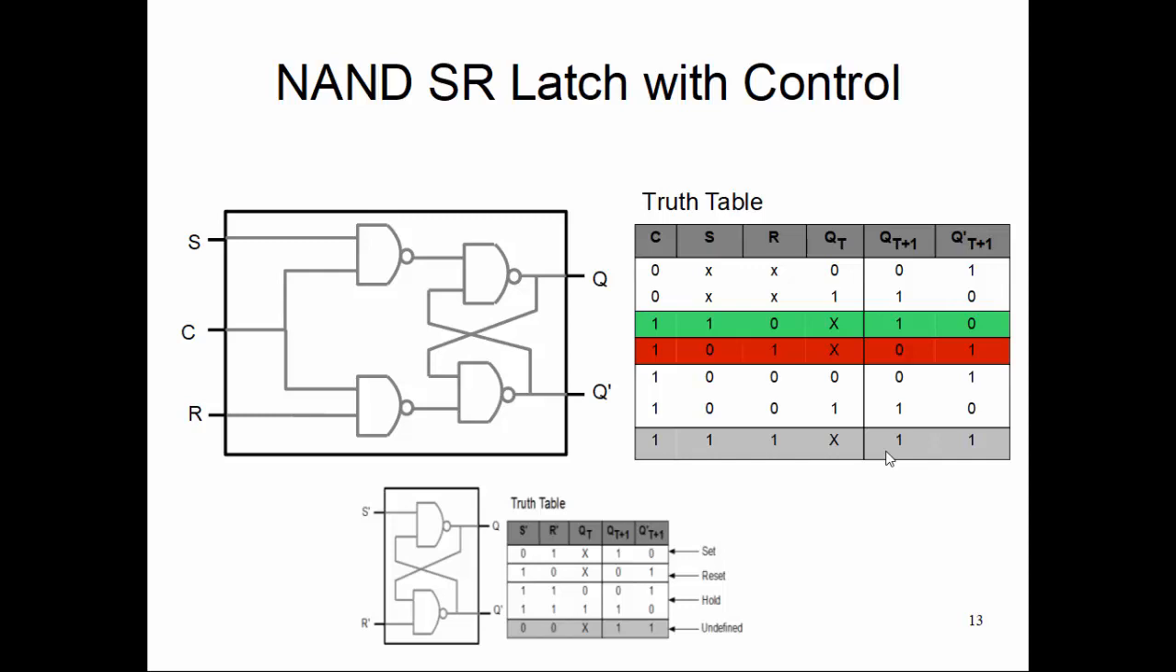If you notice now, in the bigger truth table, you have two hold conditions, isn't it? When C equals 0, no matter what S and R are, or if C equals 1 and S and R both are 0. Those are two hold conditions, this white part of the truth table. Now, let's say we don't want the second hold condition, where C equals 1 and S and R are 0. Let's say we don't want to use it, okay?